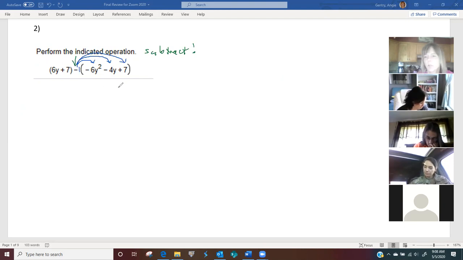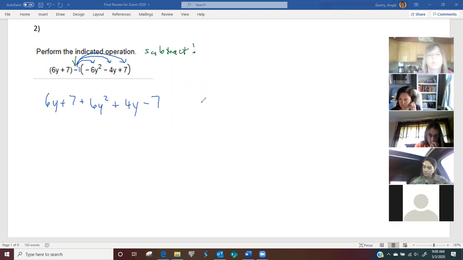So students like to take shortcuts and they want to immediately combine like terms, and I always say that is not safe. Especially if this were a plus, it wouldn't be a big deal. The parentheses don't matter, but when it's a minus, the parentheses most certainly matter. So you have 6y plus 7. -1 times -6 is +6. -1 times -4 is positive. And negative times positive is negative, you see? So this is really a critical first step.